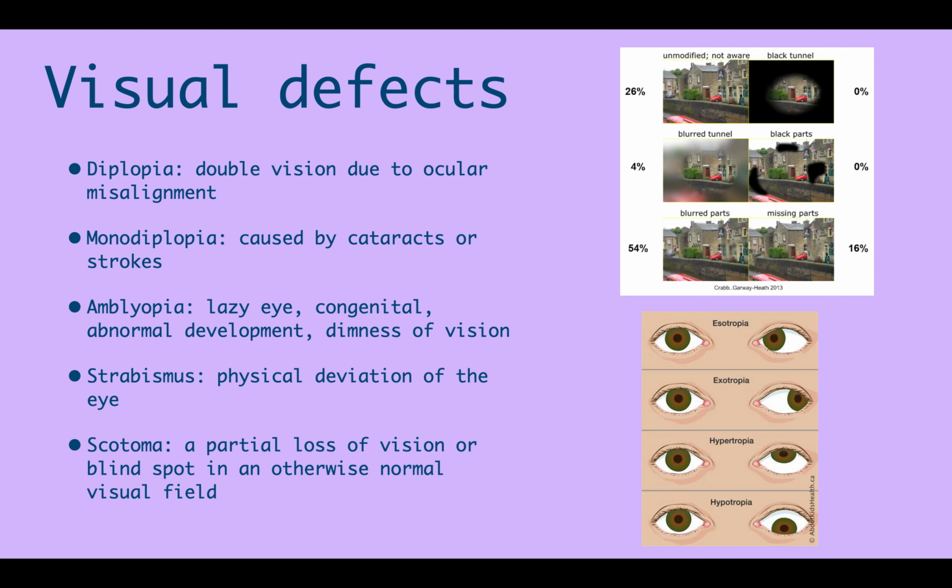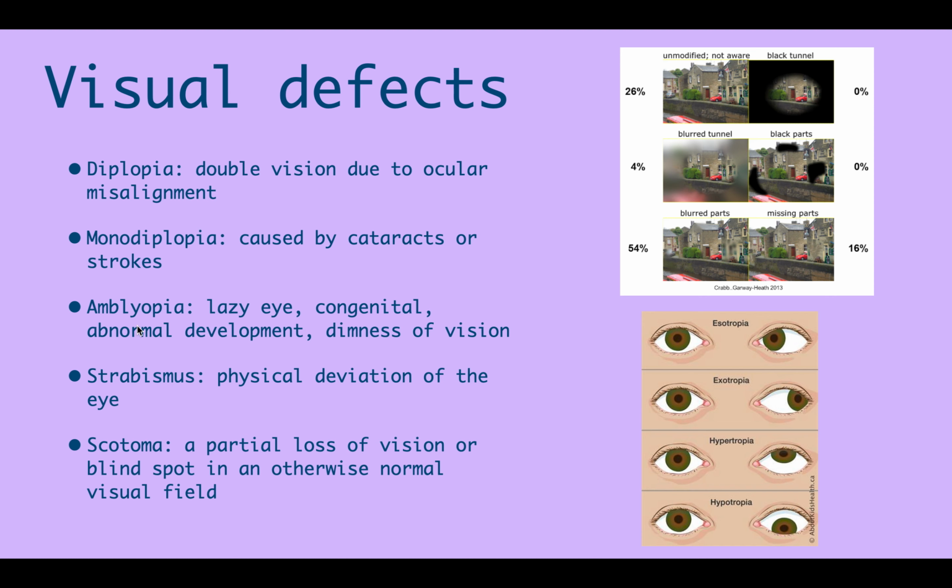So, going through the visual defects, first most common one is diplopia, which is double vision due to ocular misalignment. There's a variety of causes. It can be trauma, it can be congenital, but there are different types as well, such as monodiplopia. So that's going to be double vision in only one eye. That's usually caused by cataracts or strokes.